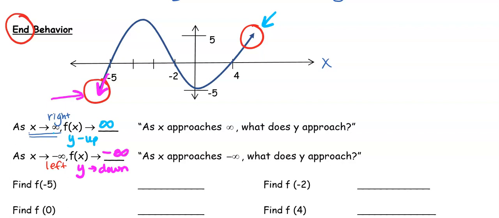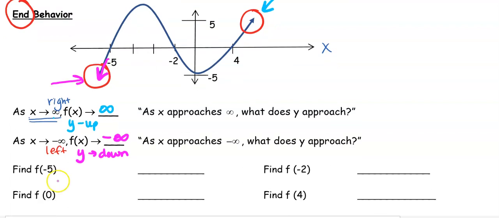The next section here is a review of our function notation that we have done for our first quiz. F of negative 5. Remember, what's inside the parentheses, that's your x. What comes out of it is the y. F of negative 5. When I look at my graph, when I find my x value of negative 5, right there, what's my y value? It's on the axis, so that's 0.